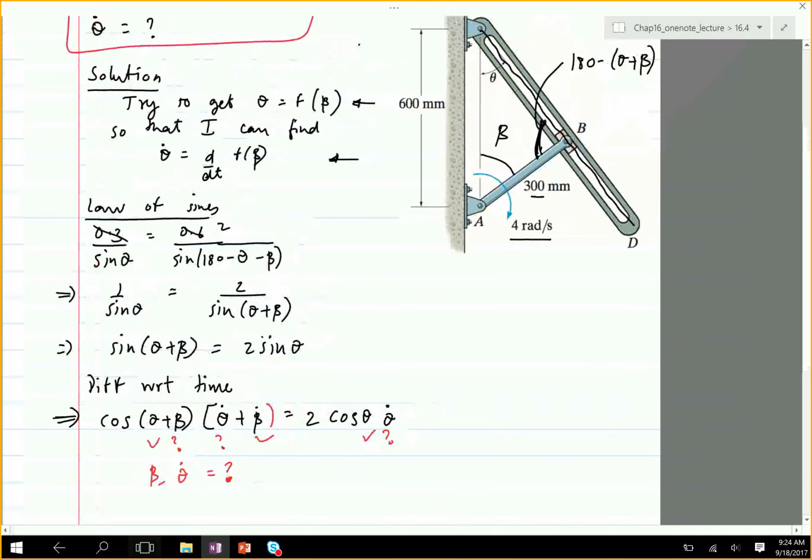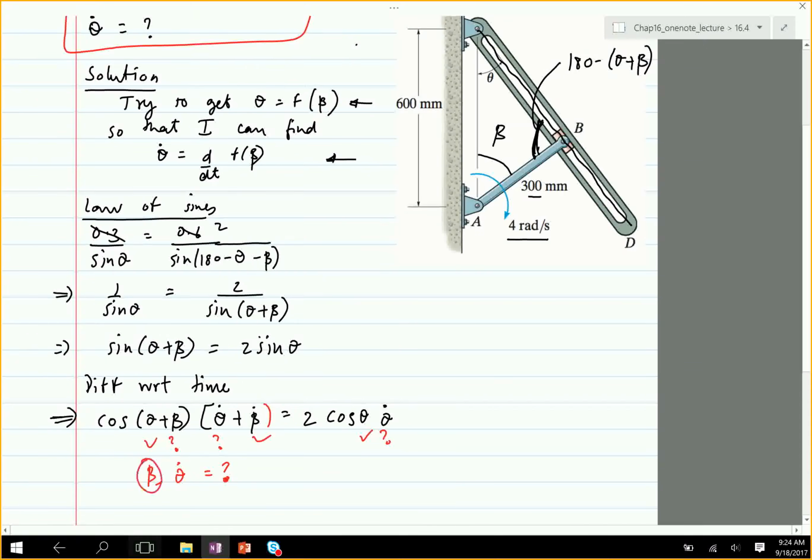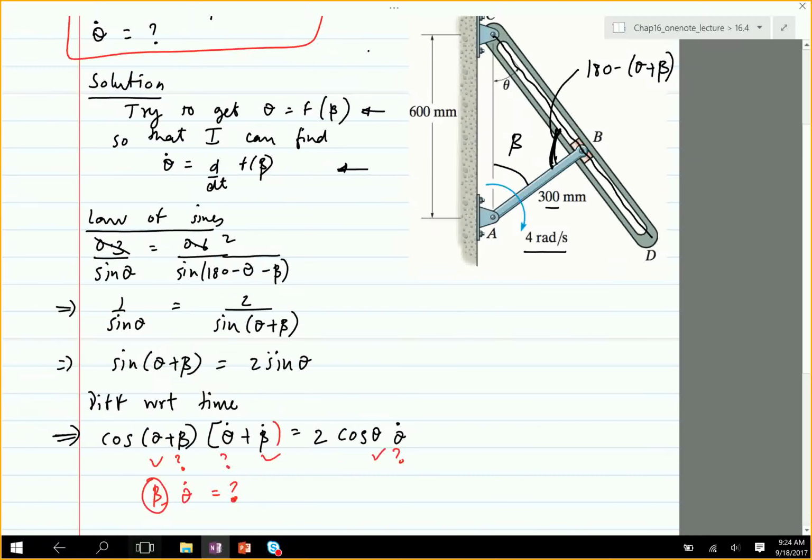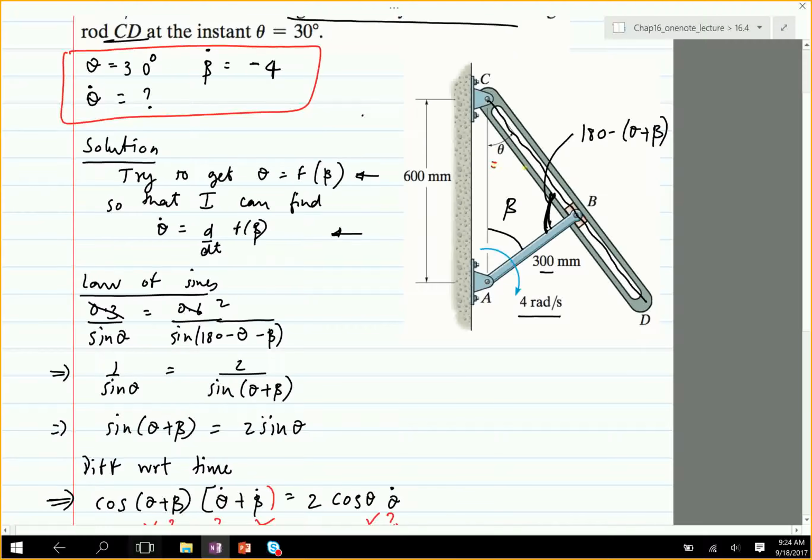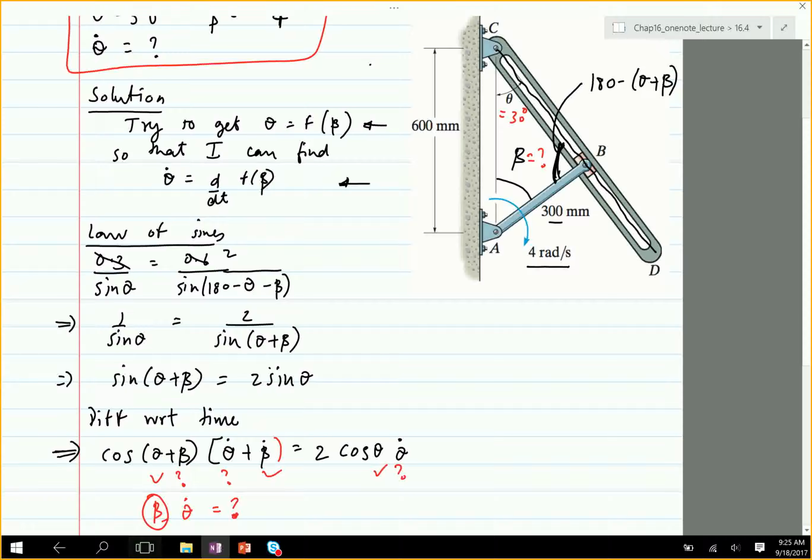Okay, can we do something else to find beta? Since we know two sides of the triangle, 300 and 600, and we know one angle, we should, in principle, be able to find the other side, because the rule says that if you know three pieces of information in a triangle, you should be able to find everything else about the triangle. So how do we find beta? Law of sines? Law of cosines. Okay. Law of cosines on which side?